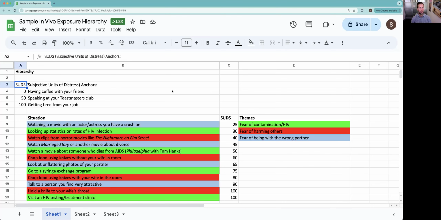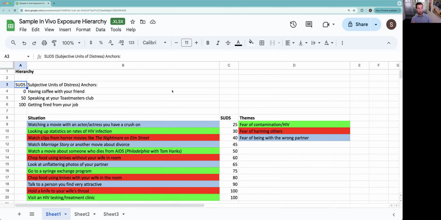And these anchor points should actually not be linked to anything to do with OCD. We actually want to create ones that are based on just situations that bring up distress really for anyone. And so we have like a 0 here, a 50, and 100. So like no anxiety, medium level anxiety, distress, and then the most anxious or distressed you've ever felt. And so here, just as a sample, I came up with having coffee with your friend.